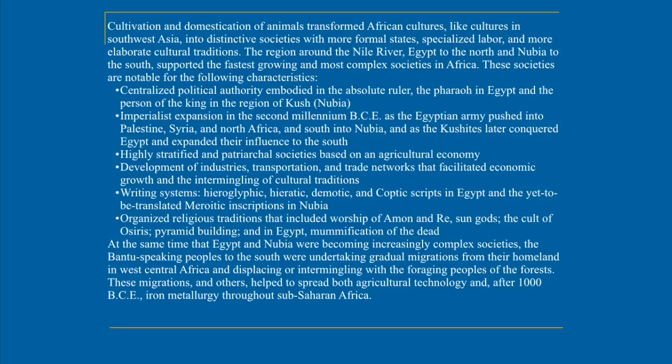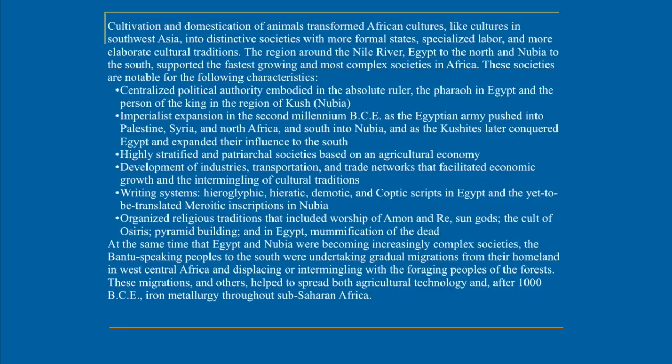Next, imperialist expansion in the second millennium BCE, as the Egyptian army pushed into Palestine, Syria, and North Africa, and south into Nubia, and as the Kushites later conquered Egypt and expanded their influence to the south. Next, highly stratified and patriarchal societies based on an agricultural economy. Then, the development of industries, transportation, and trade networks that facilitated economic growth and the intermingling of cultural traditions. Next, the writing systems: hieroglyphic, Hieratic, Demotic, and Coptic scripts in Egypt, and the yet-to-be-translated Meroitic inscriptions in Nubia.